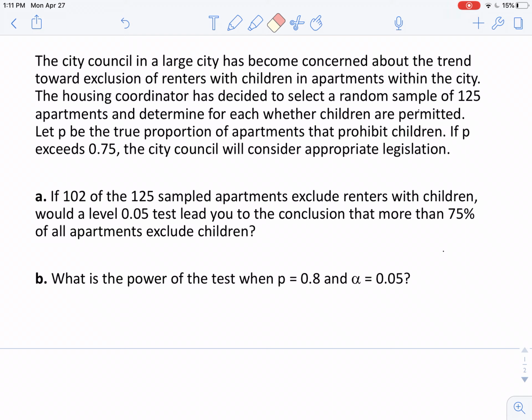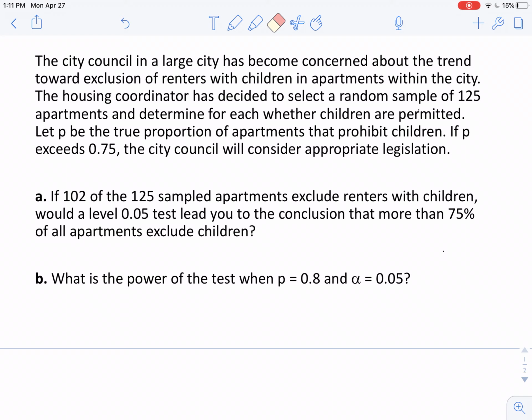So A says if 102 of the 125 sampled apartments exclude renters with children, would a level 0.05 test lead you to the conclusion that more than 75% of all apartments exclude children? All right, so in order to answer that question, we do need a p-value. So I'm not going to go through the whole process for a significance test. I'm just going to work through getting the p-value.